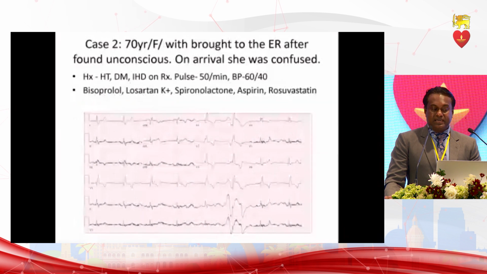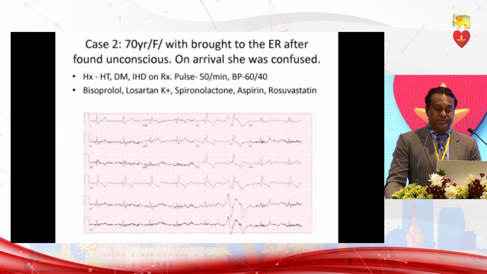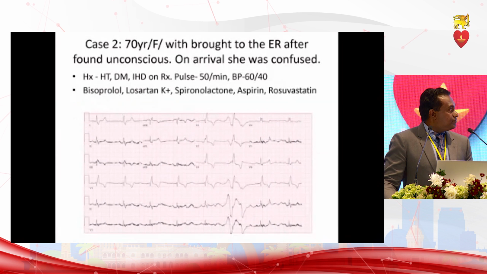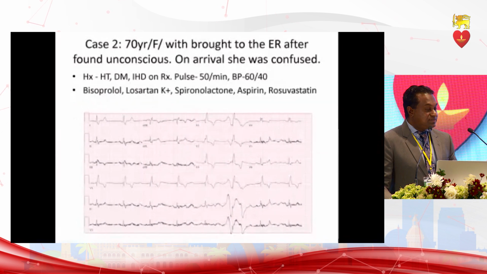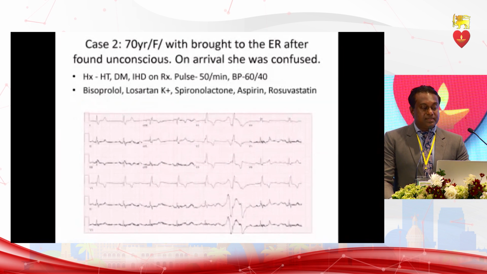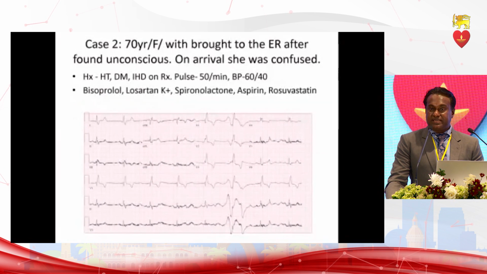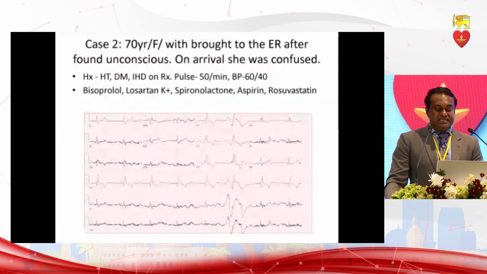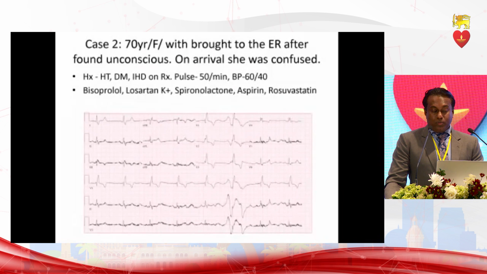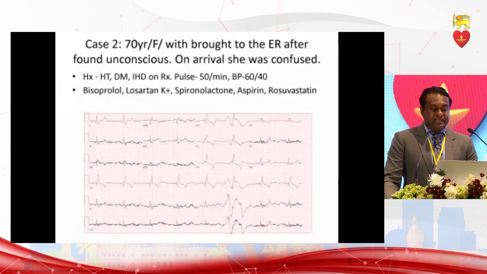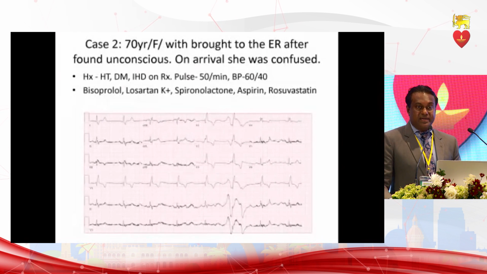History of hypertension, diabetes, she has ischemic heart disease on treatment. Pulse is 50, slow, blood pressure 60/40, low blood pressure, and she's on these drugs: bisoprolol, losartan, spironolactone, aspirin, and rosuvastatin. This is the ECG. As we can see, it is slow, so bradycardia, and there is a certain bundle branch block pattern.